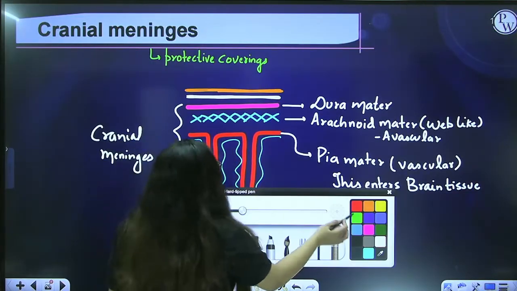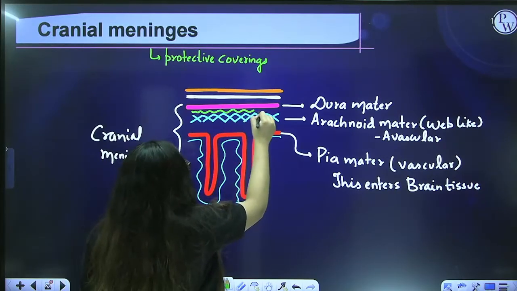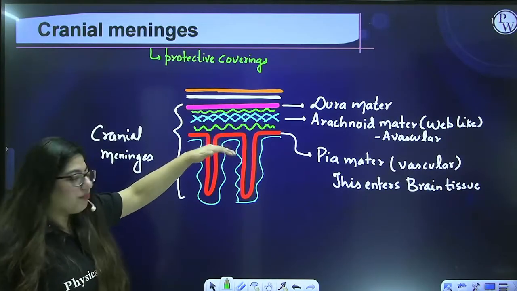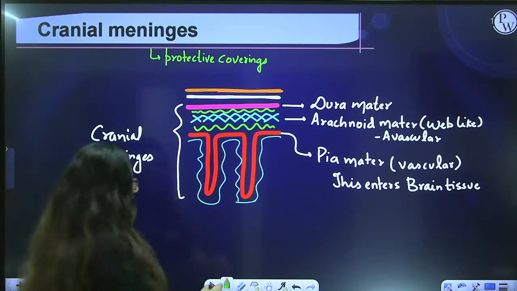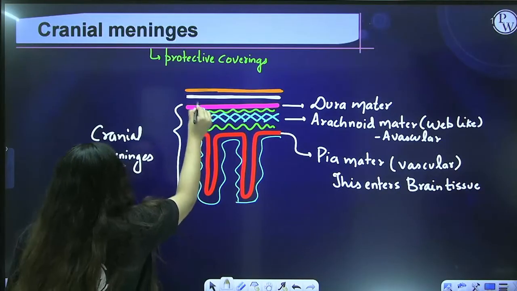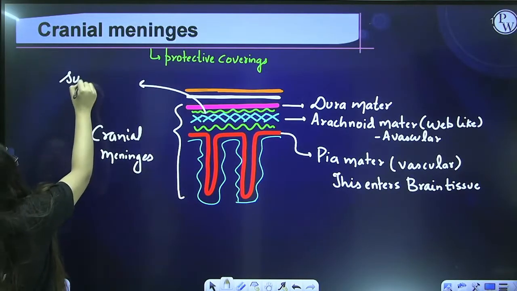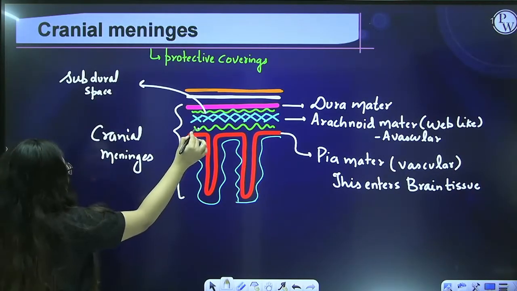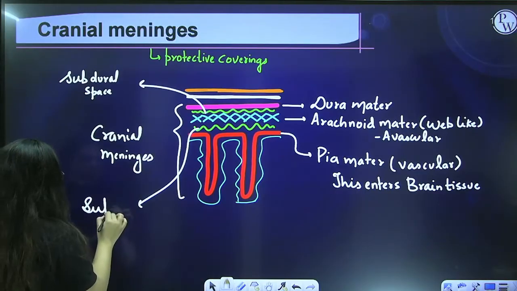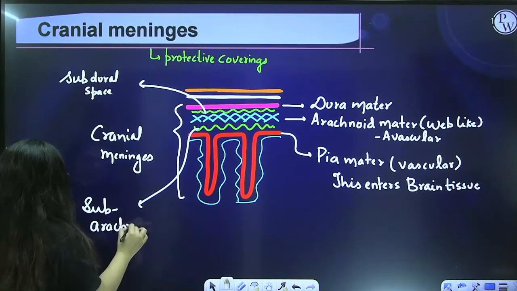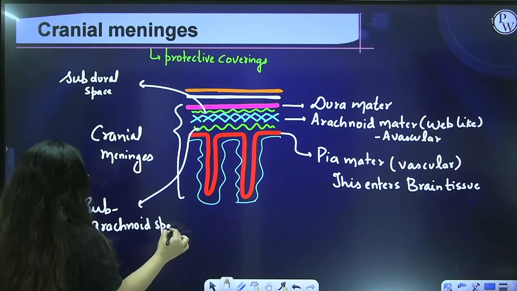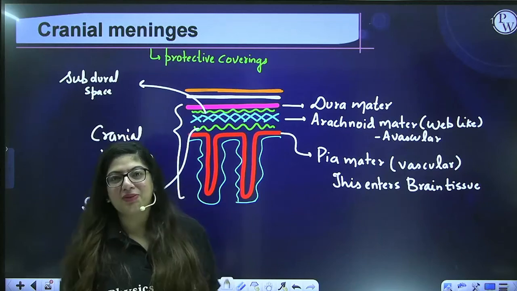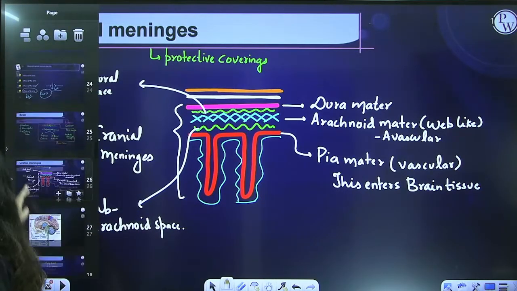Now there are certain spaces present between these layers. These are the spaces between dura mater and arachnoid mater, and between arachnoid mater and pia mater. Now what are these spaces? This space, this one, is known as the subdural space. And this space is known as the subarachnoid space. Fine. Now these were the three very powerful coverings that protect your brain. Okay, guys. All right, let's move further.